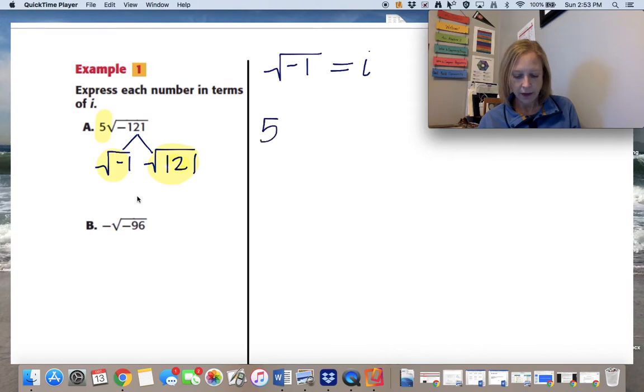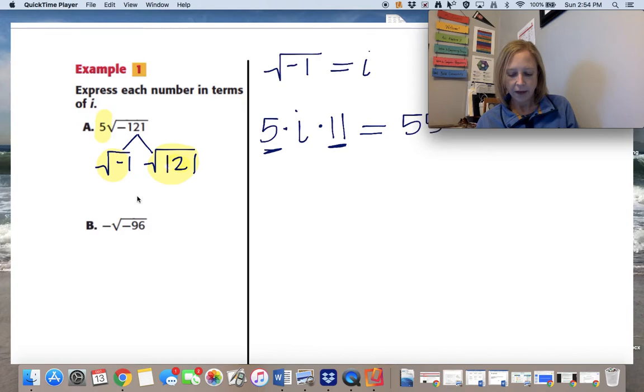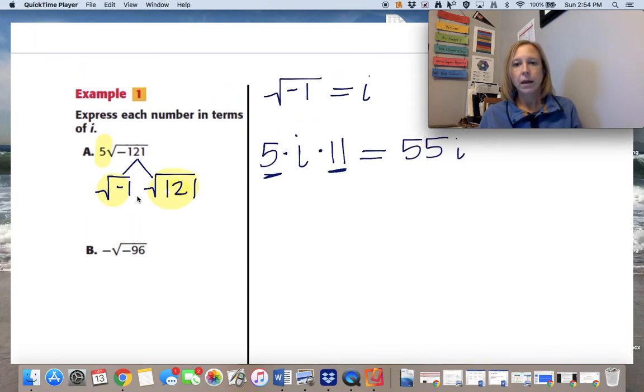I'm going to write down 5. When we see the square root of -1, we write i, and then the square root of 121 we know is 11. We're going to go ahead and simplify this by combining our like terms, and we get 55i. Just like when we're working with variables such as x and y, it's best practice to put the multiplier in front of the i.